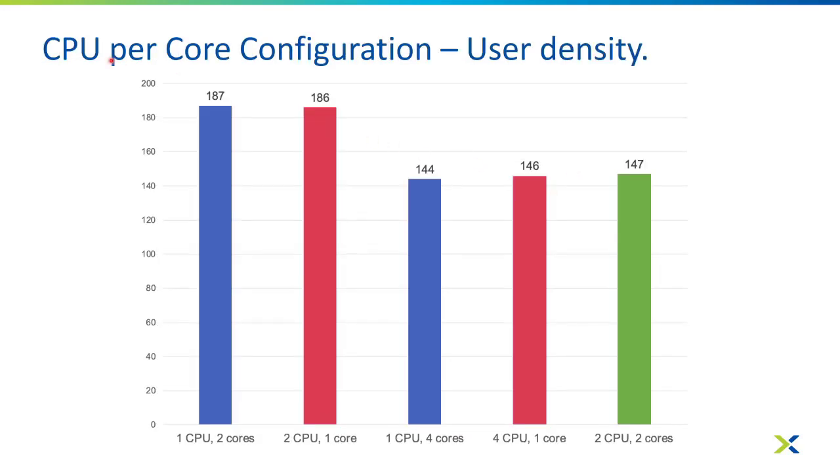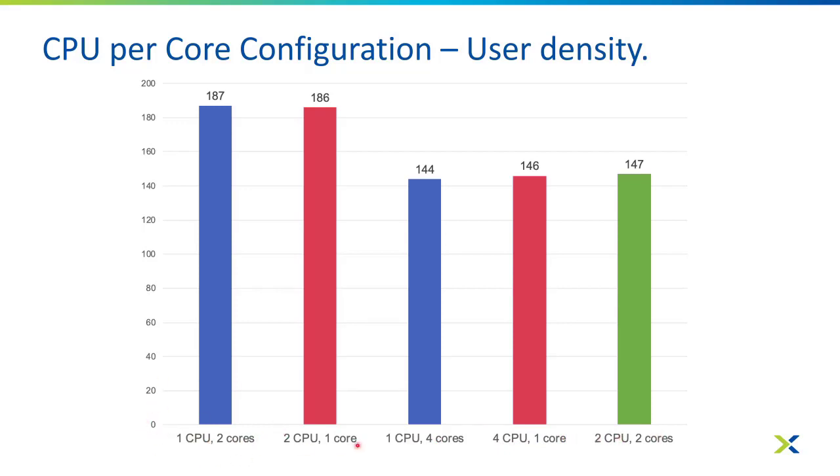Then we come to CPU per core configuration, another question that often comes up. Do I configure those virtual machines with a single CPU and 2 cores, or 2 CPUs and 1 core, for example? If we look at the bottom line, the next 3 columns, 3, 4, and 5, it could be: do I configure it with 1 CPU and 4 cores, or 4 CPUs and 1 core, or 2 CPUs and 2 cores?